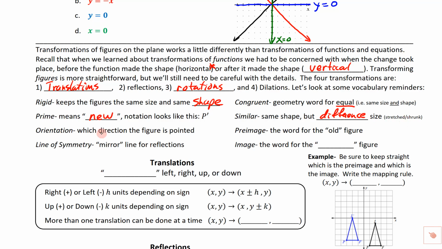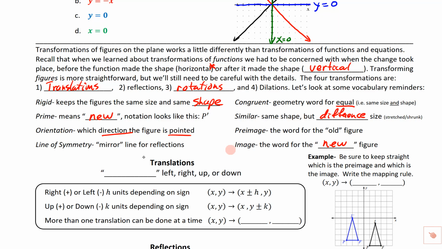And then orientation refers to which direction the figure is pointed. It might be flipped over, it might be turned a little bit, so it's pointed a different direction. And then the pre-image is the word for the old figure, so that's like the original one. And then the image is the word for the new figure.